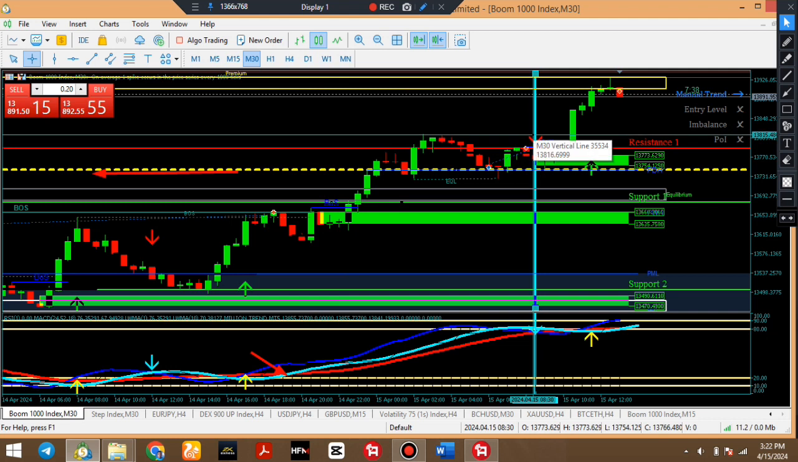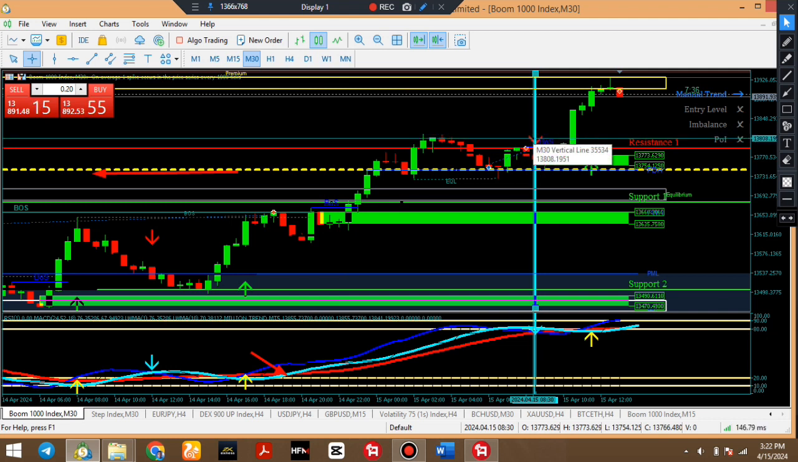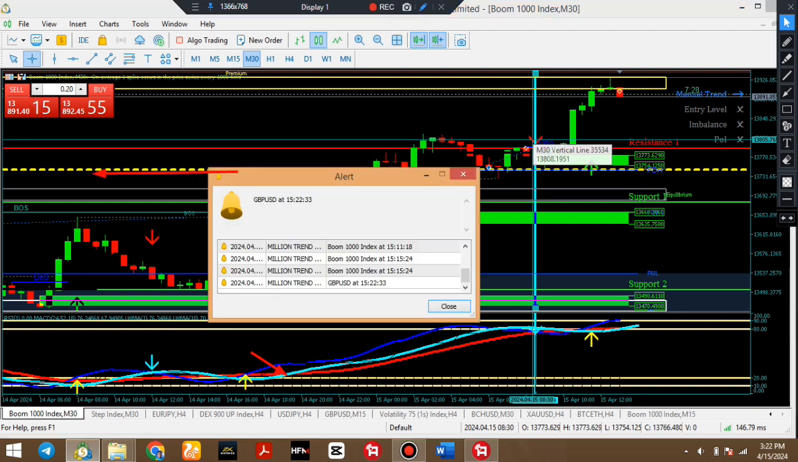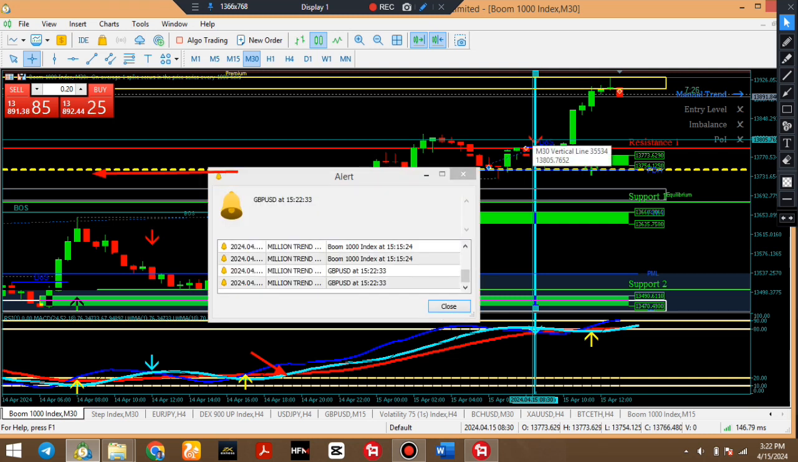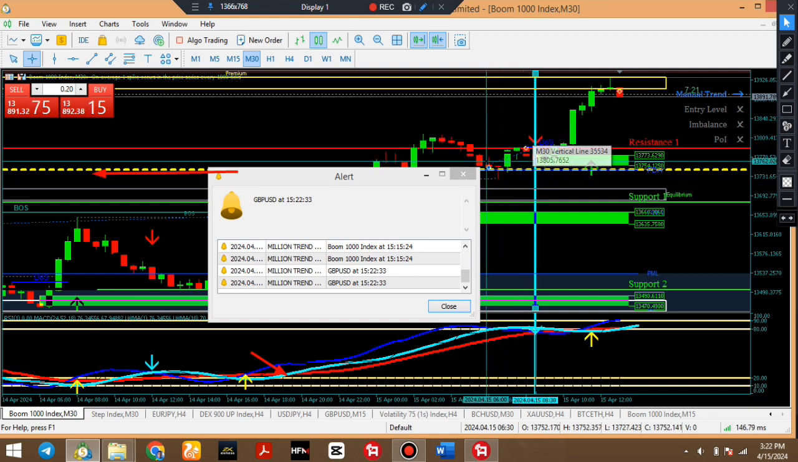So I'll be modifying it to 13,86. So that's the modification I'm going to be using for it. 13,80 and then 6. So I'm going to be modifying that right away.